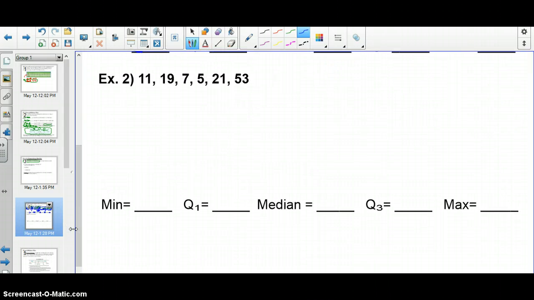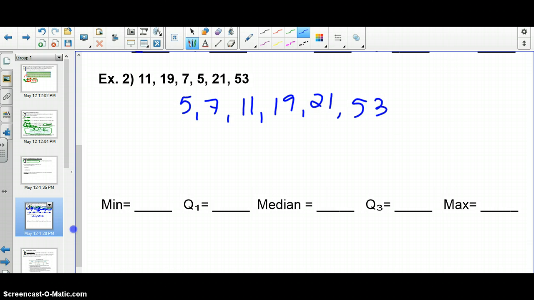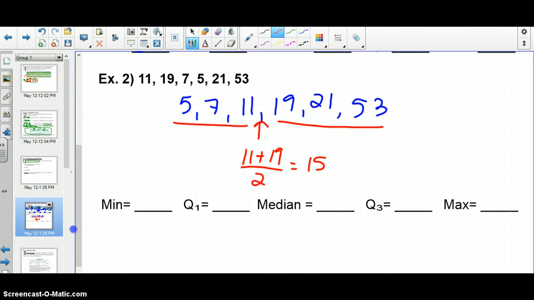So I'm going to rearrange the data: 5, 7, 11, 19, 21, and 53. So let's start with the median. I've got 3 data values here and 3 here, which means my median is in between 11 and 19. So I'm going to find their average. That's going to give me 15. So the median is 15.